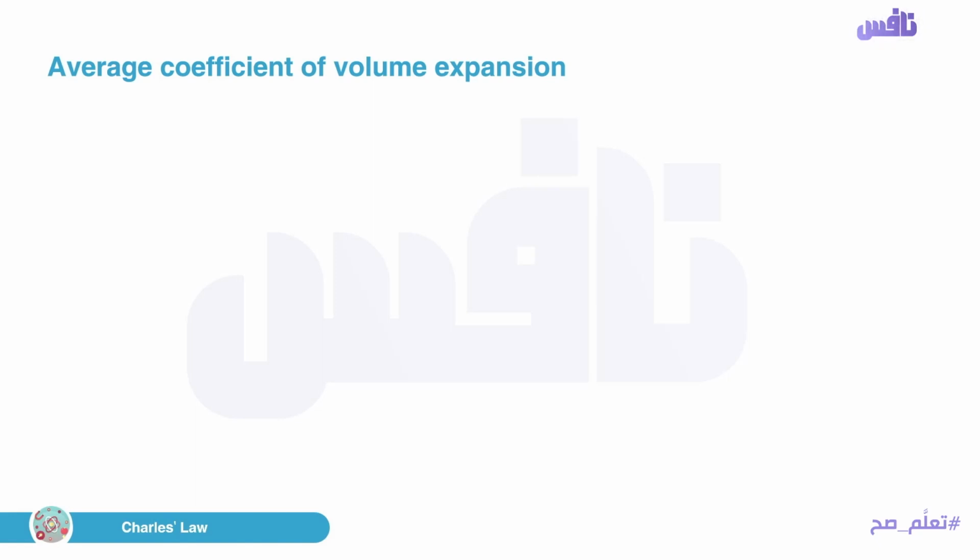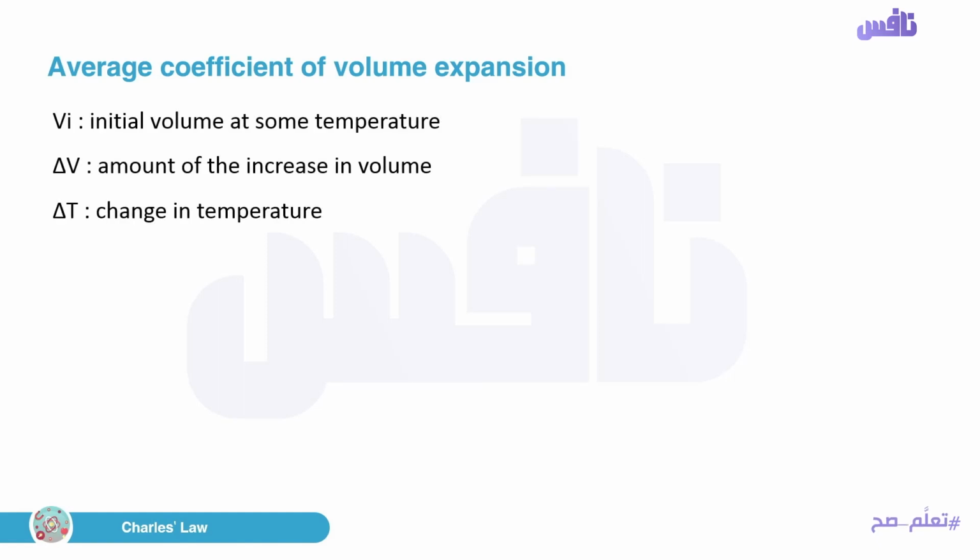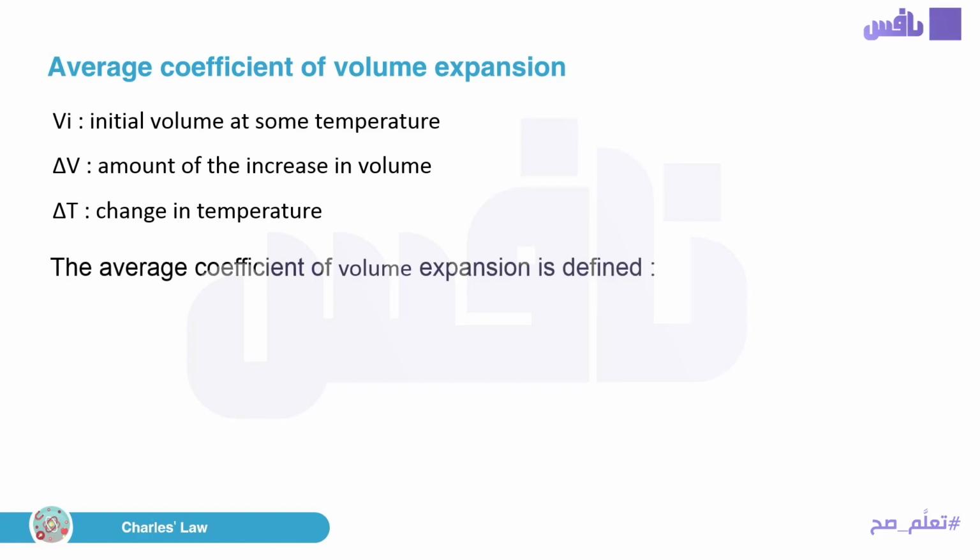Now, my friends, we will talk about volume expansion. First, Vi is the initial volume at a certain temperature. Delta V is the change in volume, which may be an increase or decrease. And delta T is the change in temperature, maybe also an increase or decrease. So we can see that the average coefficient of volume expansion is beta equals delta V over Vi delta T.